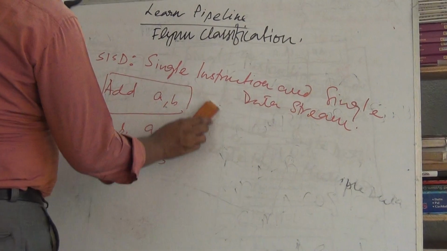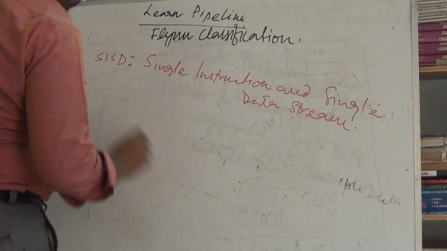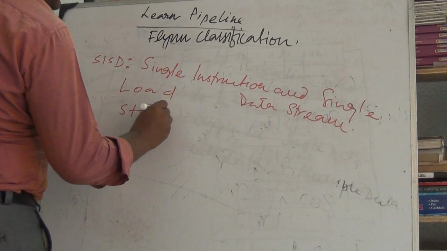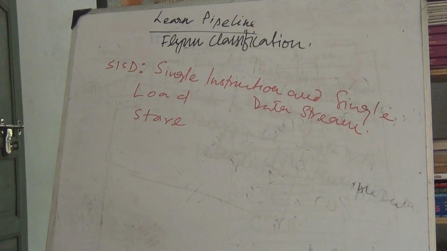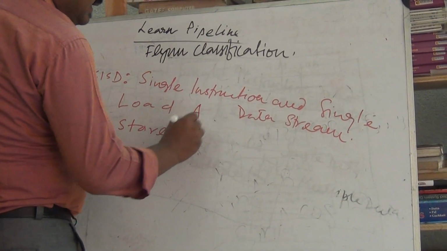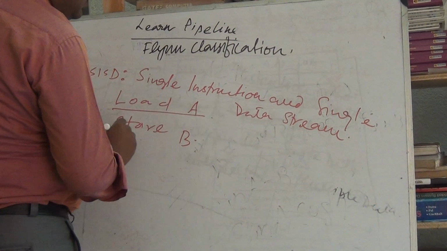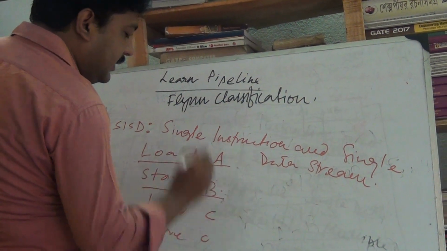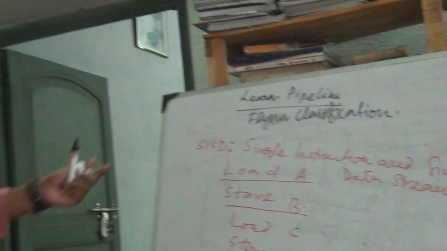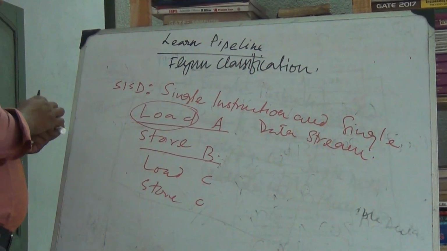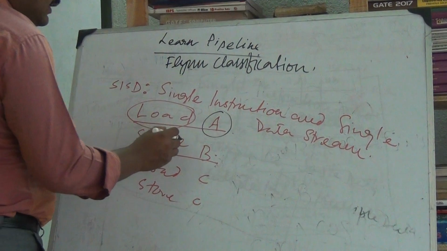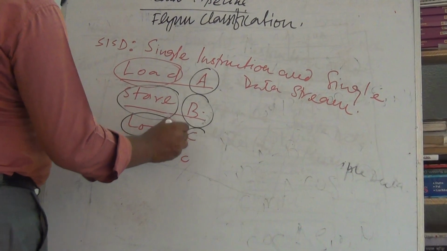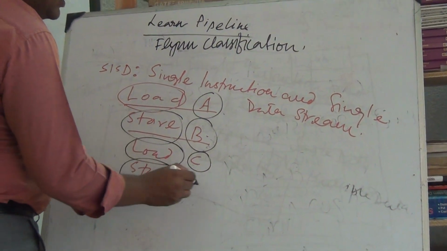So according to computer science, the single instructions are load and store, and a single instruction can be done on A or B. So here is load A, store B, or load C, store C. So if this is our instruction, the single instruction is load and the data is A, the single instruction is store, data is B, the single instruction is load, data is C, and store is the single instruction and data is C.